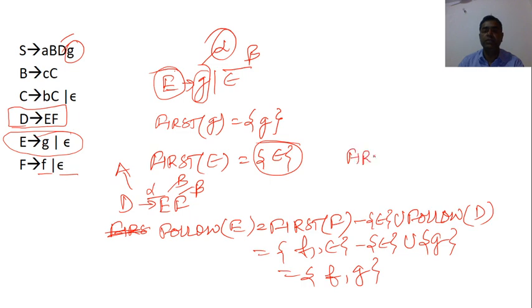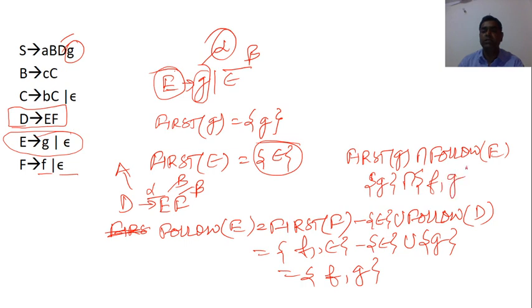So if I apply the rule, first of alpha, that is first of G, intersection follow of A, that is follow of E. First of G is G, intersection follow of E, which is F comma G, and this is not equal to phi. This is not equal to phi.